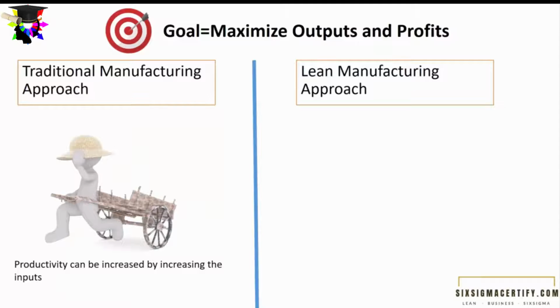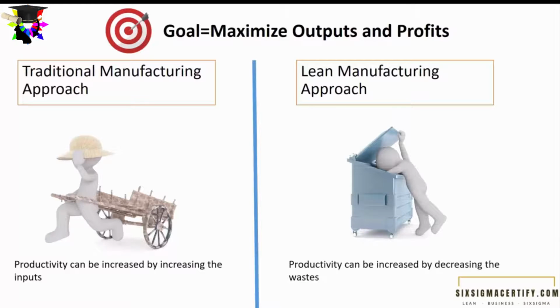in the traditional manufacturing approach, productivity is thought to increase by increasing the input or raw material, people or machine, etc. The lean manufacturing approach, on the other hand, believes that productivity can be increased by decreasing the waste. In fact, we learned before that lean helps to increase the value of the product or process or services by decreasing the waste. Waste is basically of three kinds, Muda, Mura, and Muri, which we will be learning in detail later.